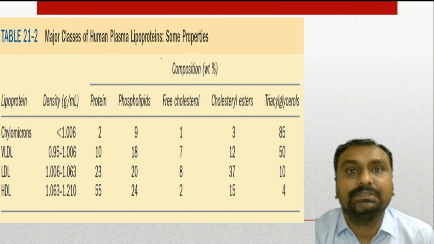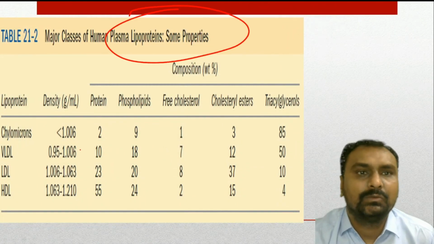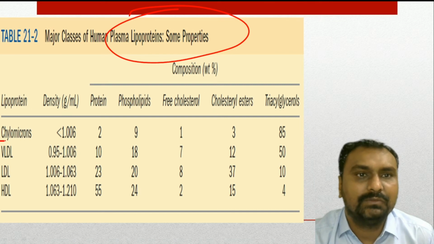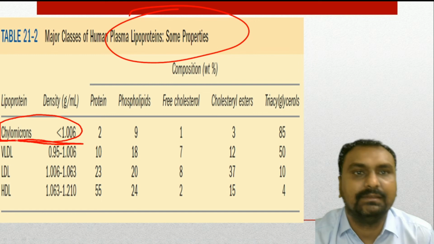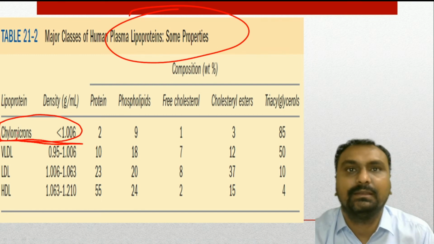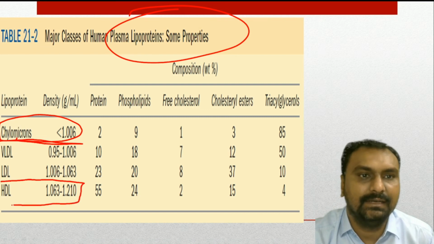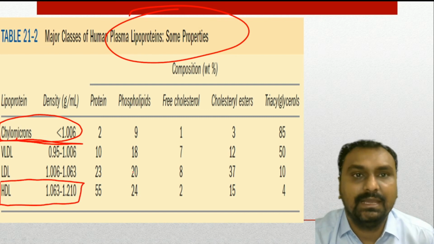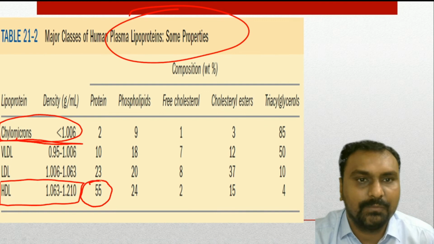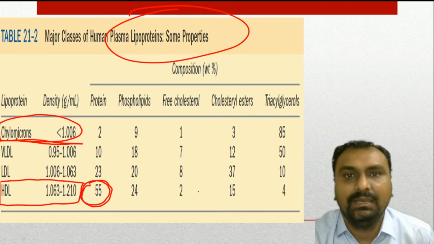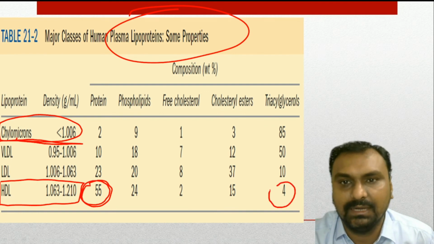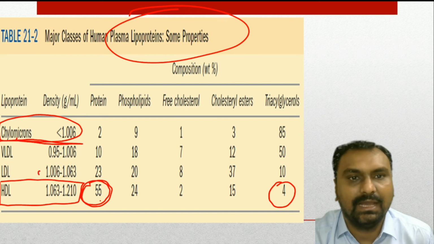Now coming to the composition of these lipoproteins. The chylomicron, we have seen, has the lowest density. So in ultracentrifugation, it remains at the top of the tube. While HDL has the highest density. HDL has the highest composition of protein, while it has the lowest composition of triglyceride. So HDL has the highest protein but the lowest triglyceride.